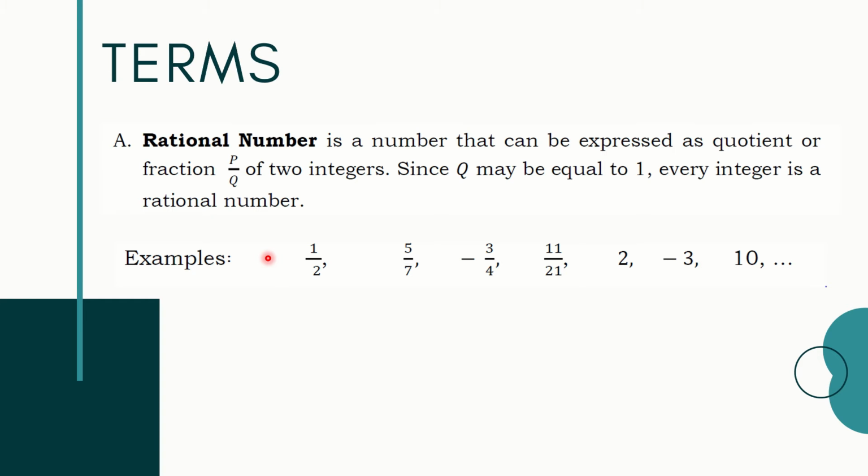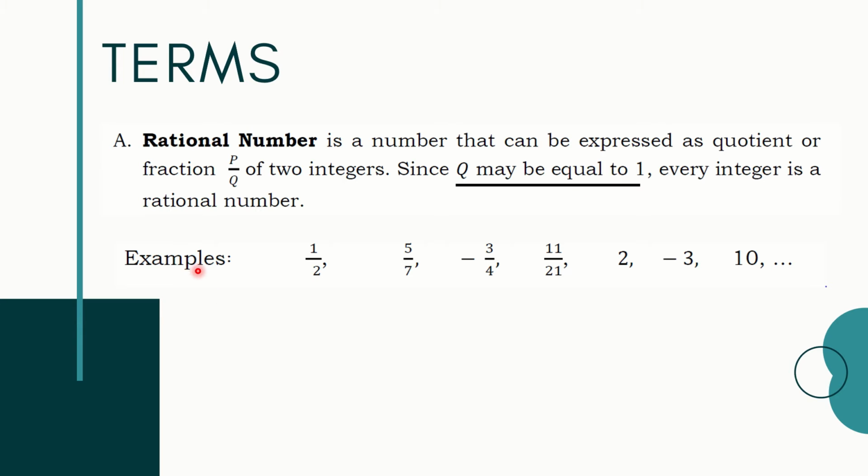Now, let's define the terms we will encounter in learning your Module 2 about rational algebraic expressions. A rational number is a number that can be expressed as a quotient or fraction, where P over Q is a ratio of two integers. Since Q may be equal to 1, every integer is a rational number. Meaning a rational number is a fraction composed of two integers, P and Q, where Q may be equal to 1.